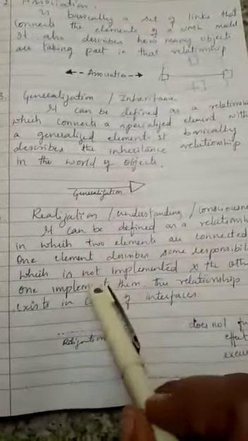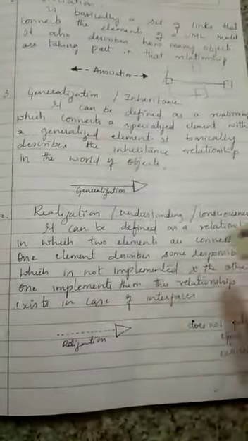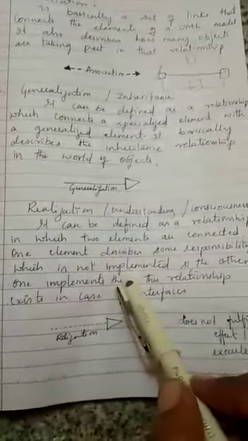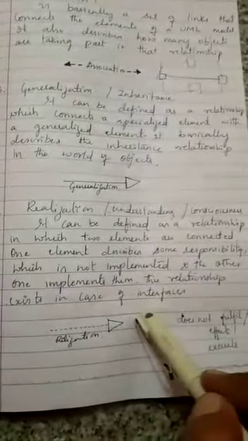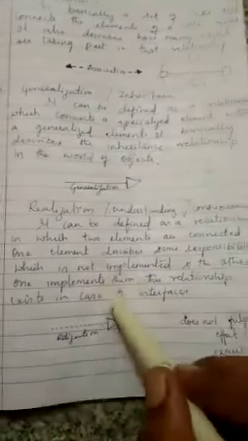And next is realization. What is realization? Realizing, that is understanding or consciousness. Here we are realizing whether the elements are connected or not. Of the elements that are connected, one element describes some responsibilities which are not implemented, and the other element describes the responsibilities which are implemented. This type of situation, the realization situation, exists in the case of interfaces, and this is the symbol, a dotted line followed by a triangle.